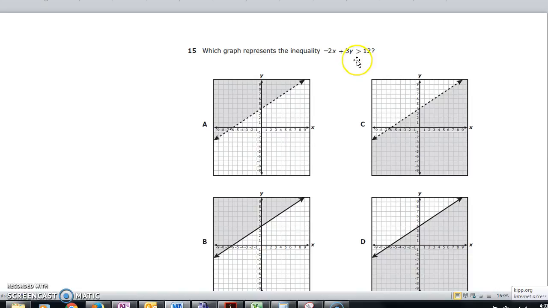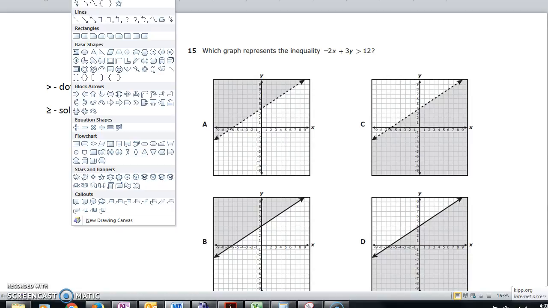The first thing that I noticed, and this is the first thing you should always check for, is that I have a greater than sign, not a greater than or equal to sign. Remember that if it says greater than, then I should see a dotted line. And if it's a greater than or equal to, that's a solid line. So immediately I'm going to cross off the 2 answer choices that don't fit.